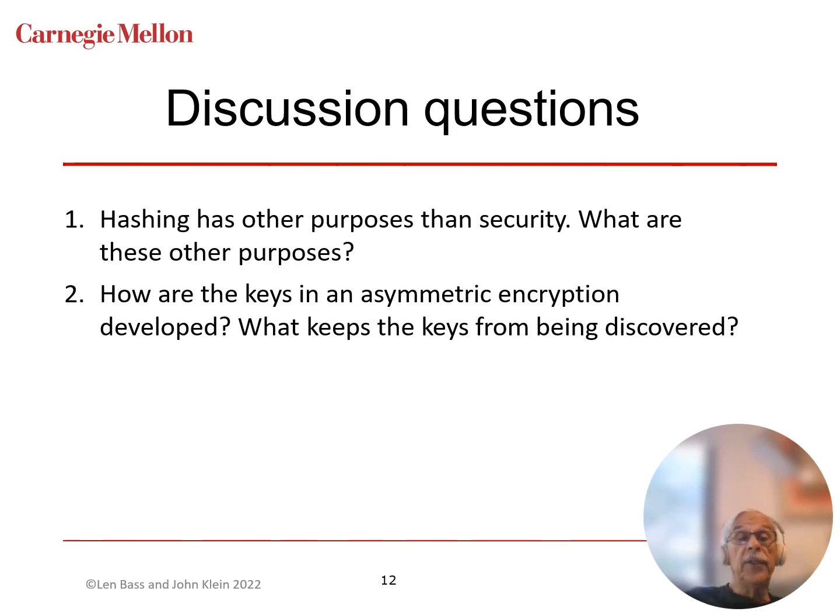So discussion questions, again for offline. Hashing has other purposes than security. So we talked about hashing data to verify its integrity, but hashing is widely used for other purposes. What are they when you're writing code? And then how are the keys in an asymmetric encryption developed? What keeps the keys from being discovered? So look at RSA, for example, for a description of how you would generate an RSA key.